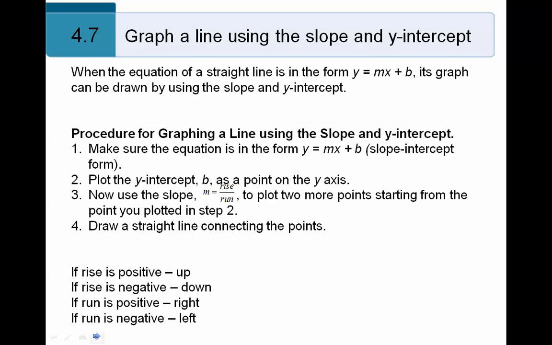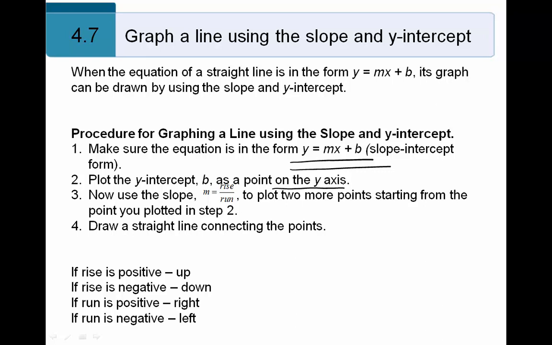In order to graph a line using the slope and y-intercept, the first thing you need to do is make sure that your line is in the form y equals mx plus b. The first thing we will do is plot the y-intercept, b, as a point on the y-axis. And then we'll use our slope, m, to plot at least one additional point starting from the y-intercept.